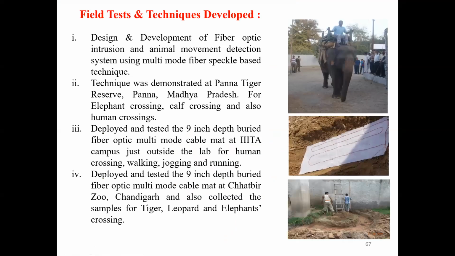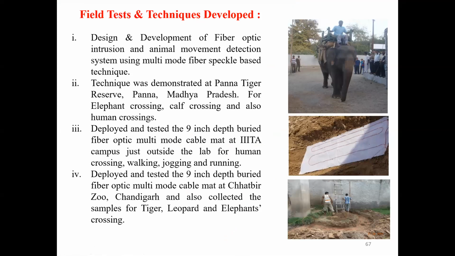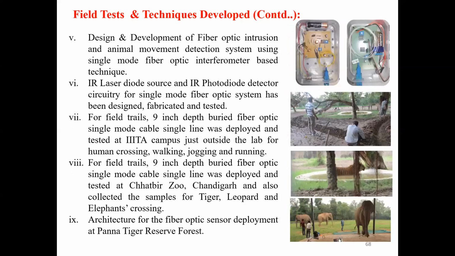Okay, these are photographs of some field trials. I will just skip this. We have done some field trials in tiger reserves, where poachers come and poach the tigers. If you put a camera system and such things, they will just destroy them. So we have put the optical fiber cable inside the ground, and we are monitoring the poaching. Whenever somebody comes into that boundary, we will immediately come to know.